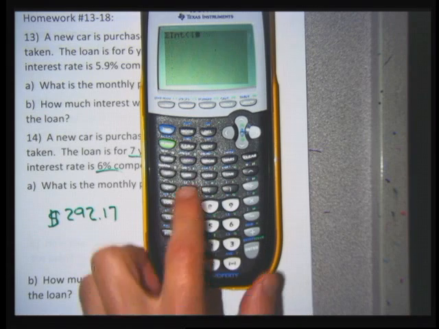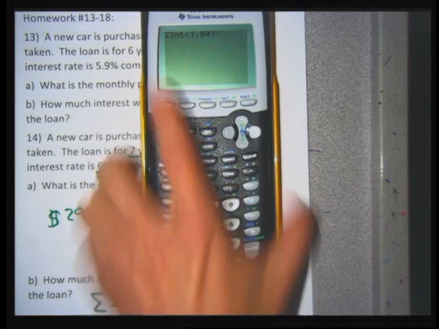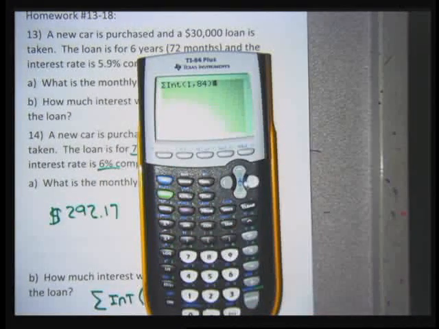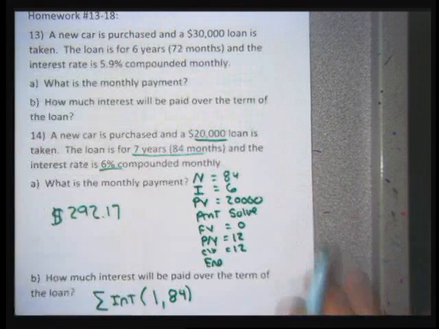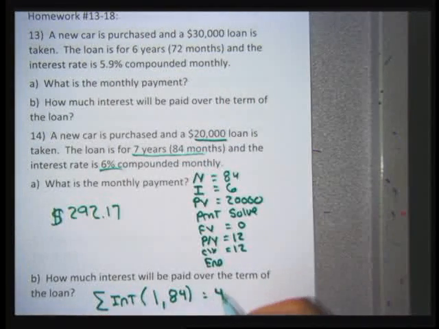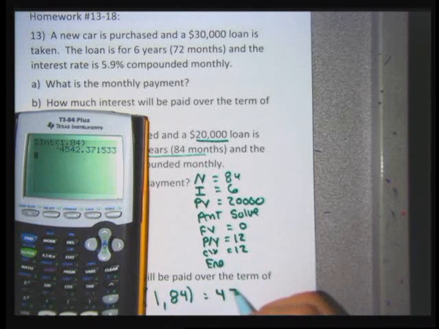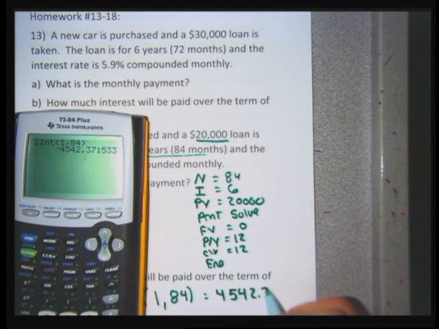and then 1 comma 84. Close out my parentheses, and when I hit enter, it'll give me the answer. For you, you're going to do sum of interest 1 comma 72 because you have a 72-month loan. And I get $4,542.37. I'm not going to put the sign on there. The calculator tells me if a number is negative, it's money I'm spending. So my answer for this is $4,542.37, and put the dollar sign with it.